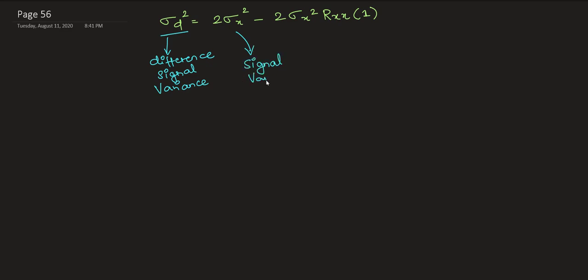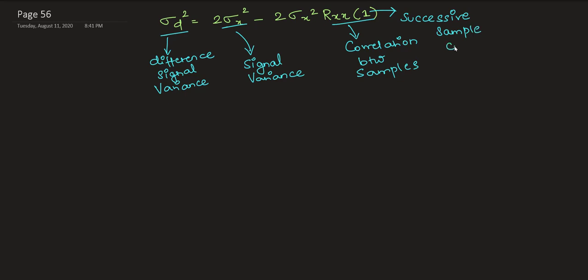So that is the order of your correlation, since it is between successive samples, so we are using this correlation. Now this is the optimal equation for my difference quantizer, and it is written as sigma d square is equal to 2 sigma x square into 1 minus Rxx of 1.